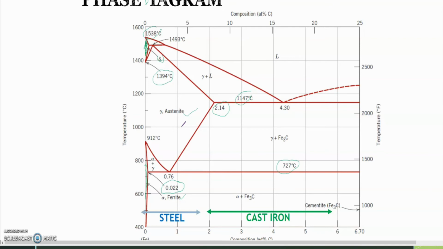Okay, this phase is very important in the heat treatment of steel. Fasa ini sangat penting dalam rawatan haba lah. Rawatan haba untuk besi. Okay.